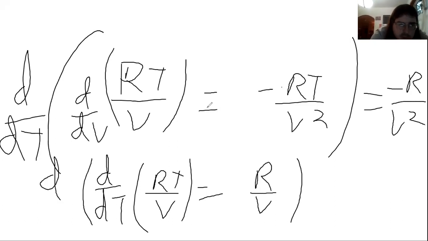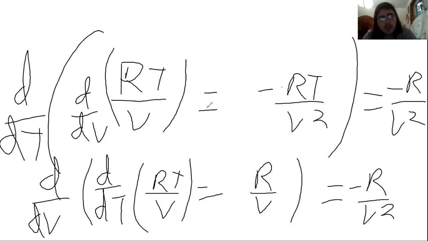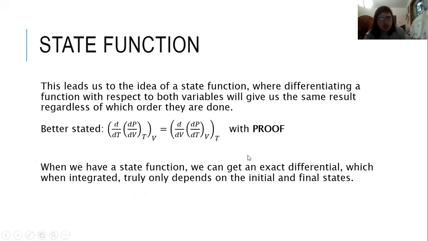And then we partially differentiate d over dV. The V, still there, goes to negative R over V squared. The ideal gas equation is a state function. It doesn't matter which order I differentiate those state variables, I will get the same result. That's the idea of what it means to be a state function. And that will work for every state function: we will always get an exact differential, which when integrated truly only depends on the initial and the final state.